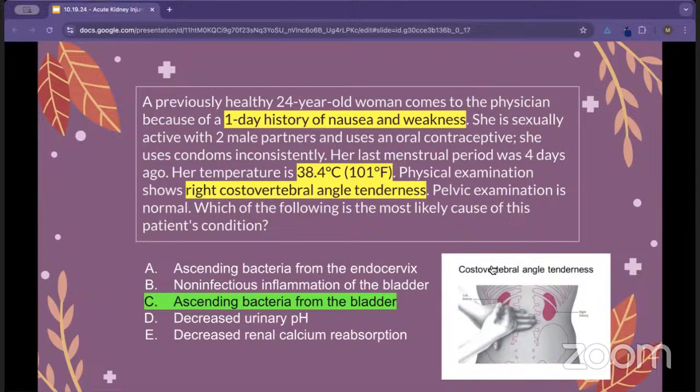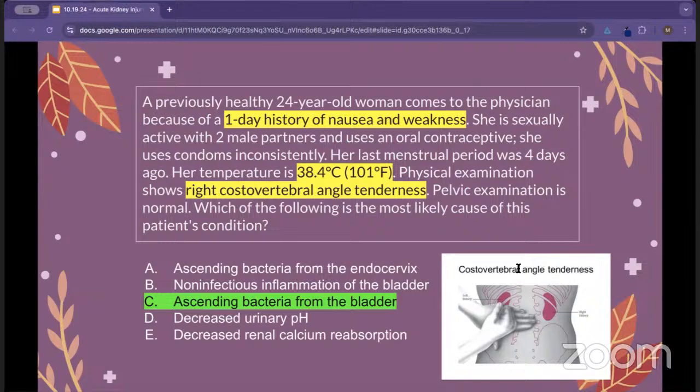It can't be A because I don't want to complicate this. A would be referring to pelvic inflammatory disease because it's referring to the endocervix. PID could explain this patient's fever, nausea, and weakness, but the condition isn't associated with costovertebral angle tenderness. That's how you're able to differentiate and cross that off the list. PID would cause more abdominal pelvic pain, and possibly some abnormal vaginal discharge.